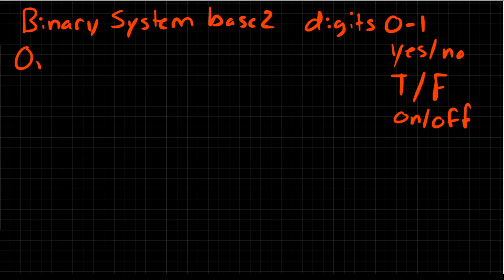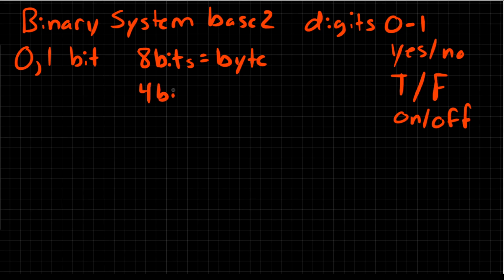If we take a 0 or a 1, this is called a bit, and it is the smallest form of data that we can store within the computer. Now, unfortunately, bits are not very useful by themselves, so we are going to package them. If we take 8 bits, this is called a byte. 8 bits equals a byte. 4 bits also has a name. This is called a nibble.